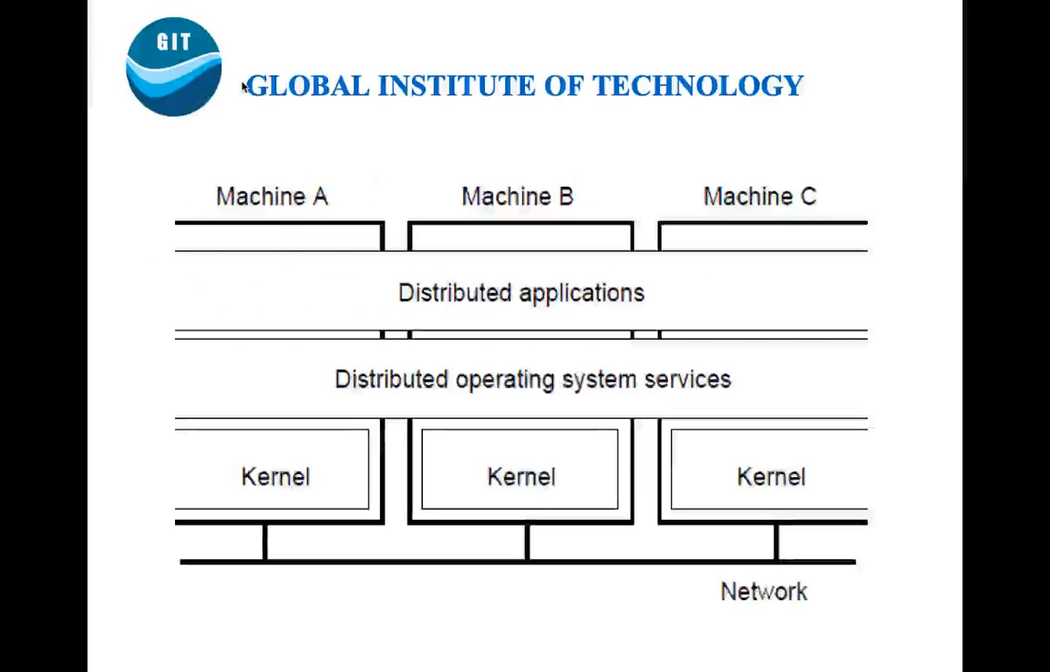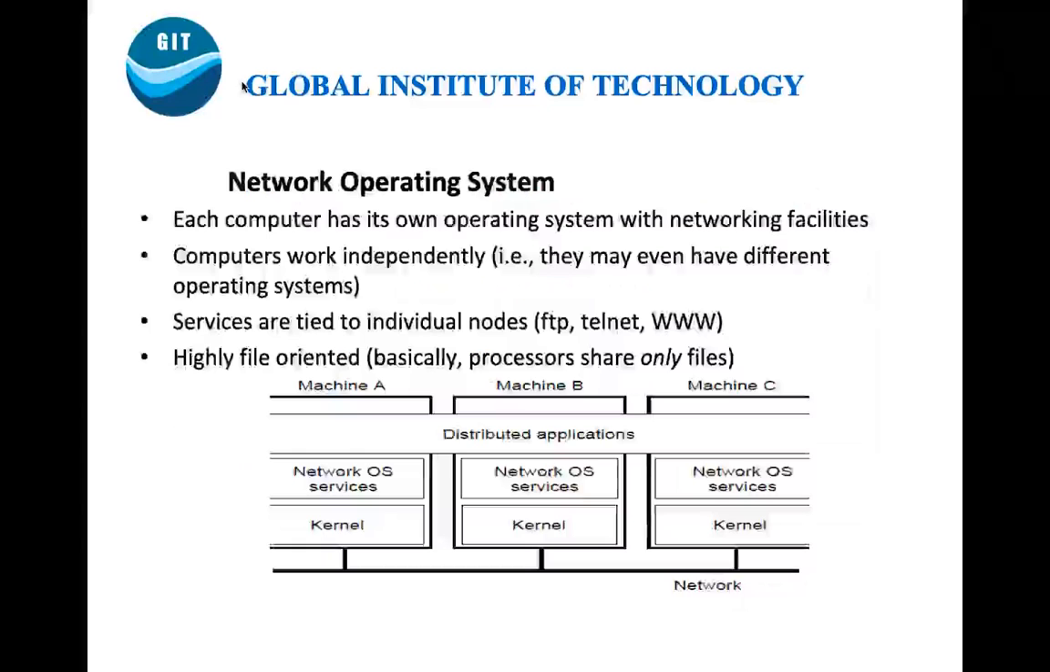This is a diagram of distributed operating system services. We have machines A, B, C, and an individual kernel for machines A, B, and C, and the distributed application and distributed OS. It's an interface between the machine and kernel.